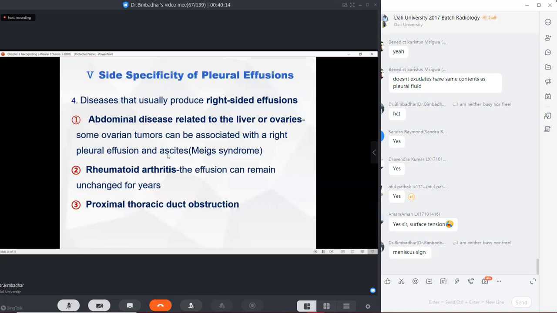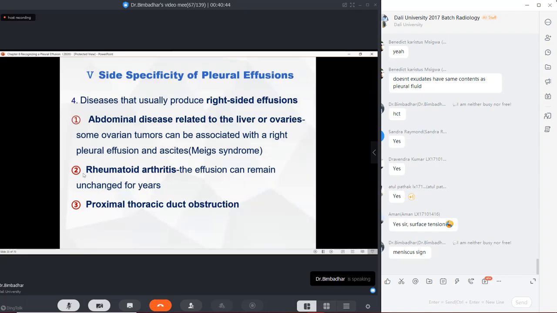To understand the pathophysiology of Meigs syndrome, you can go to the Wikipedia page. I'm the one who wrote that Wikipedia page about Meigs syndrome, so if you have time, you can go and learn about it. Meigs syndrome is ovarian tumors along with right-sided pleural effusion and ascites.